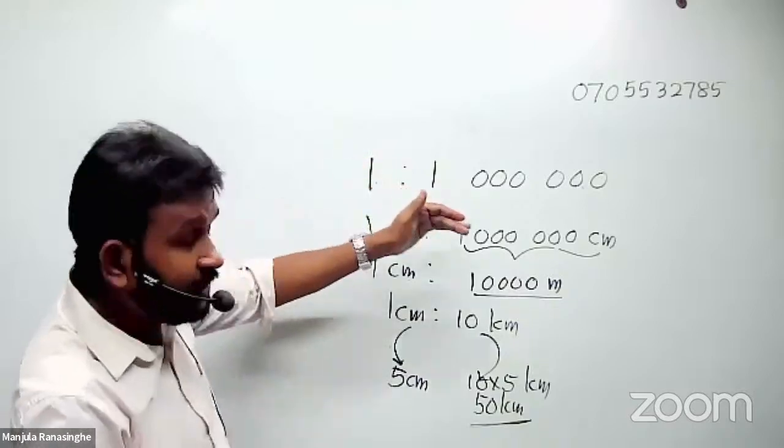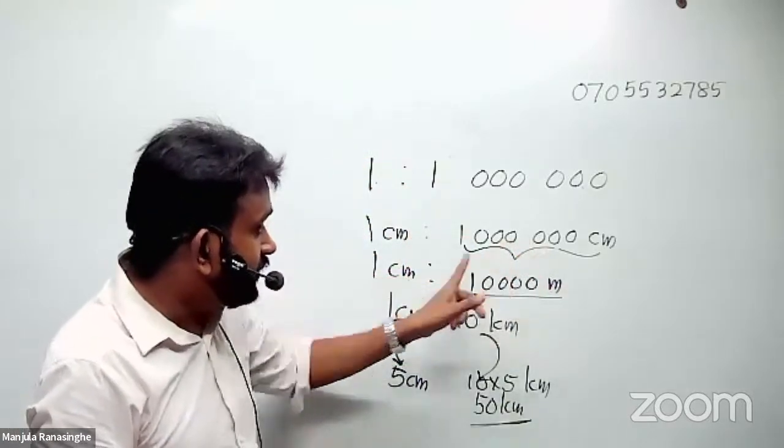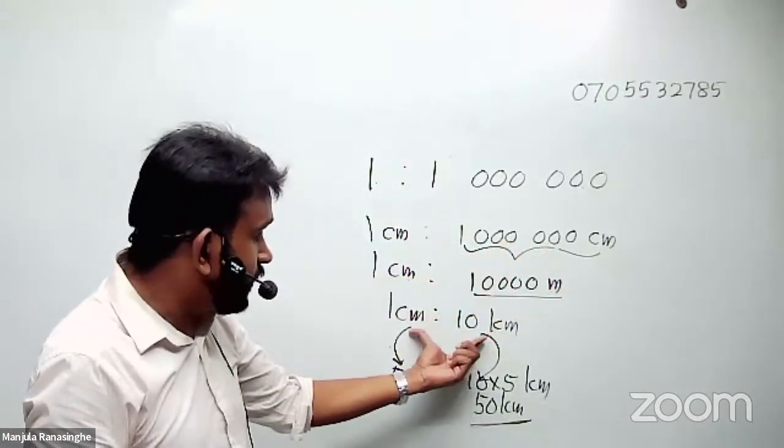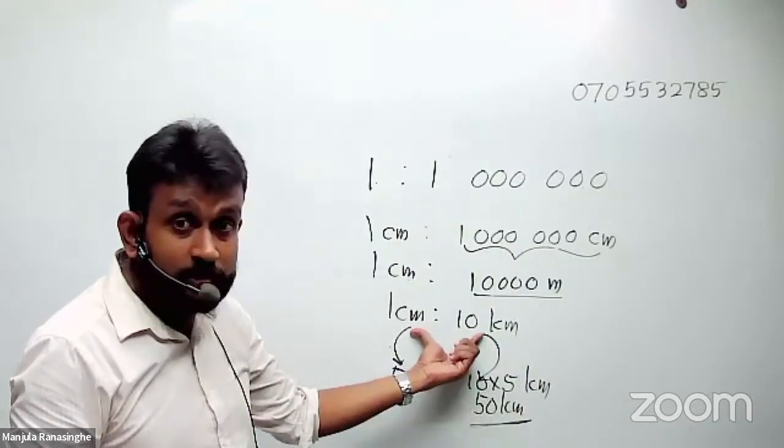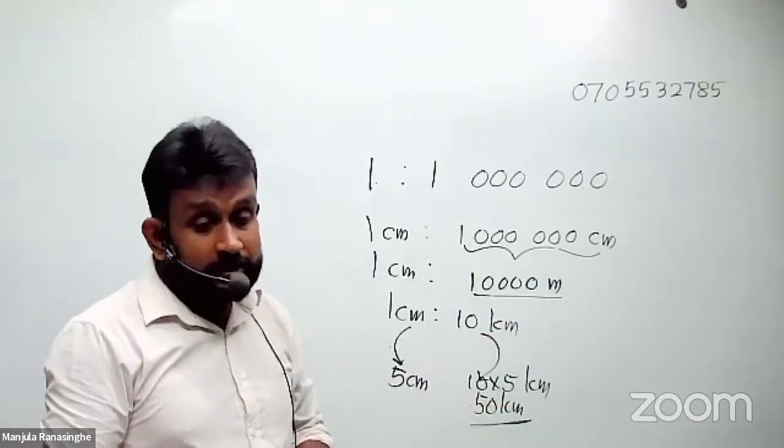Right. For the ratio we can apply the same units. Then we converted it to familiarize ourselves: 1 centimeter is 10 kilometers. Then 5 centimeters, how much? 5 times of that.